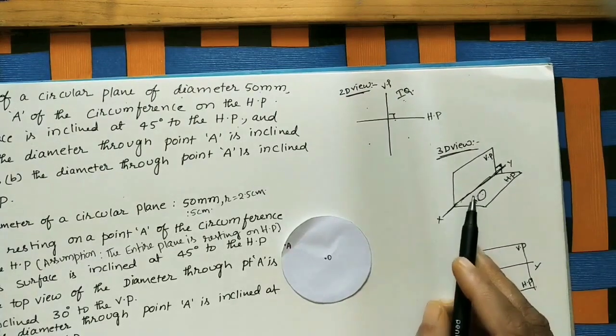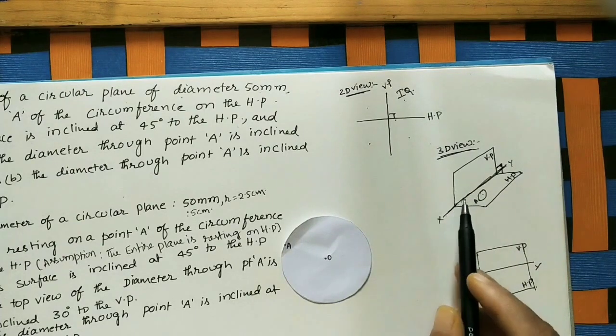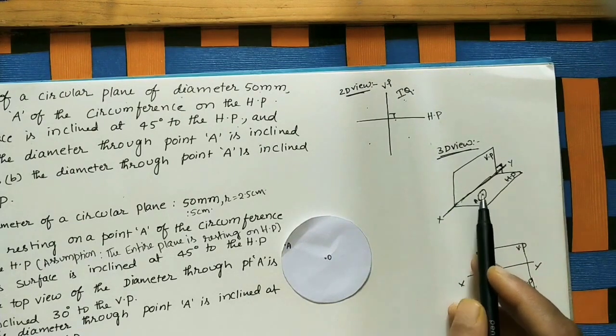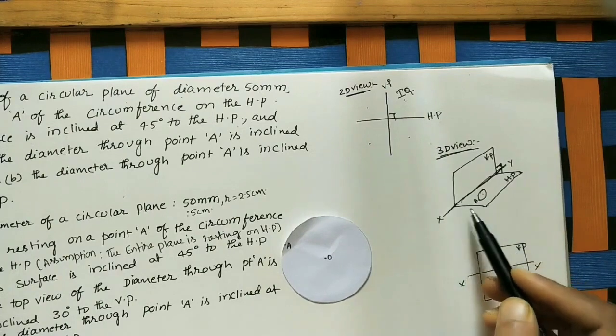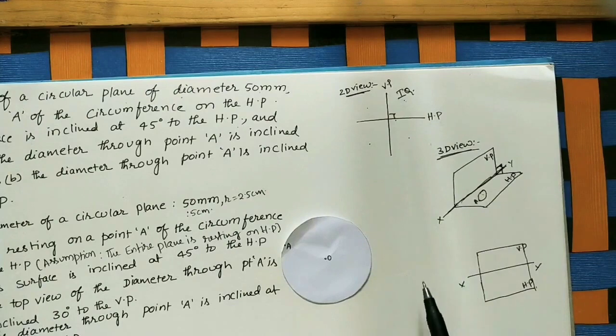So this gap is not given. How much distance from the vertical plane? We can take any gap, from the vertical plane, or from the XY line, to this circular plane. But this circular plane is on the HP, the horizontal plane. For this, we need to do the projections in the first stage.